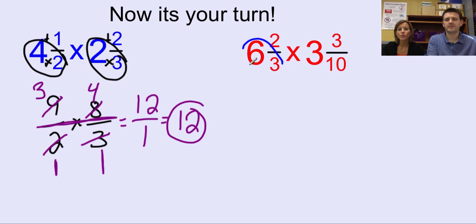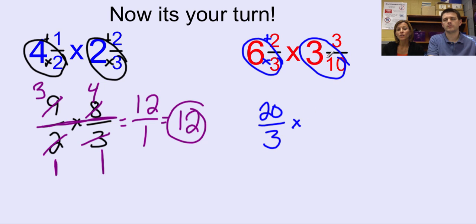6 times 3 is 18, plus 2 is 20, so we have 20 thirds as our first fraction. 3 times 10 is 30, plus 3 is 33 over 10 for our second fraction. These kind of actually work out very nicely. I picked 3 good ones. 3 goes into 33 11 times, so 33 crosses out and puts an 11. The 3 divided by 3 is 1.